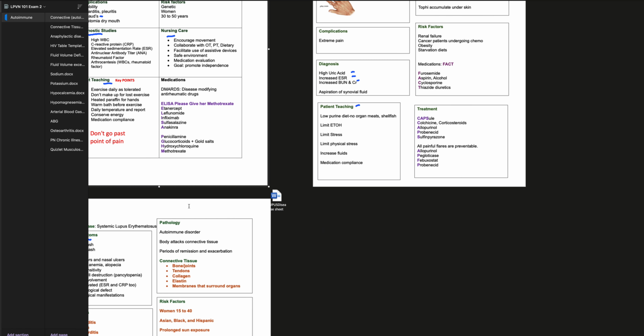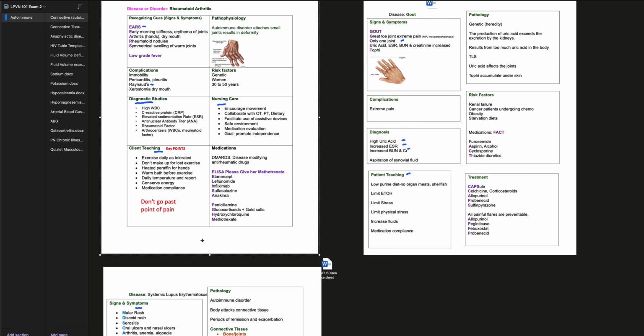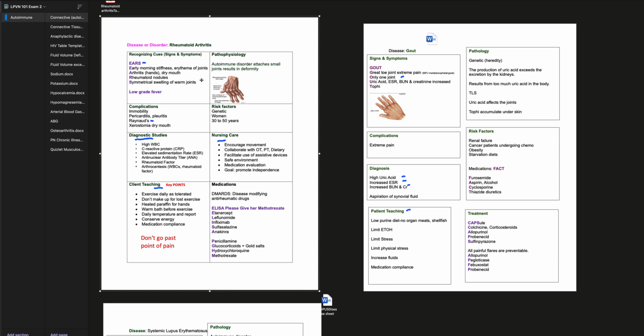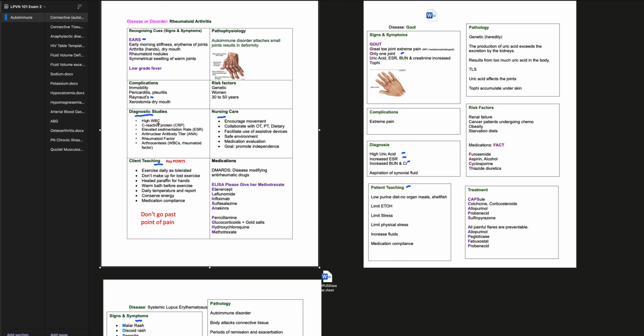Let's review a little bit with autoimmune, okay? All right, so rheumatoid arthritis, you need to know the early morning stiffness and the erythema of the joints, and the symmetrical and warm joints. So they may be red, they may have a fever. They're going to be prone to Raynaud's, just like people with lupus. Dry mouth, everybody with autoimmune disease gets that.